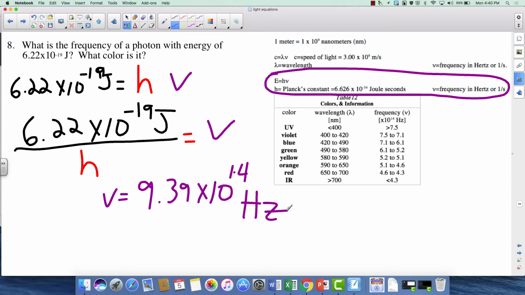9.39 times 10 to the 14th hertz is going to be up there, greater than 7.5, and that gives us ultraviolet. Sorry, I can't draw in ultraviolet. You wouldn't be able to see it.